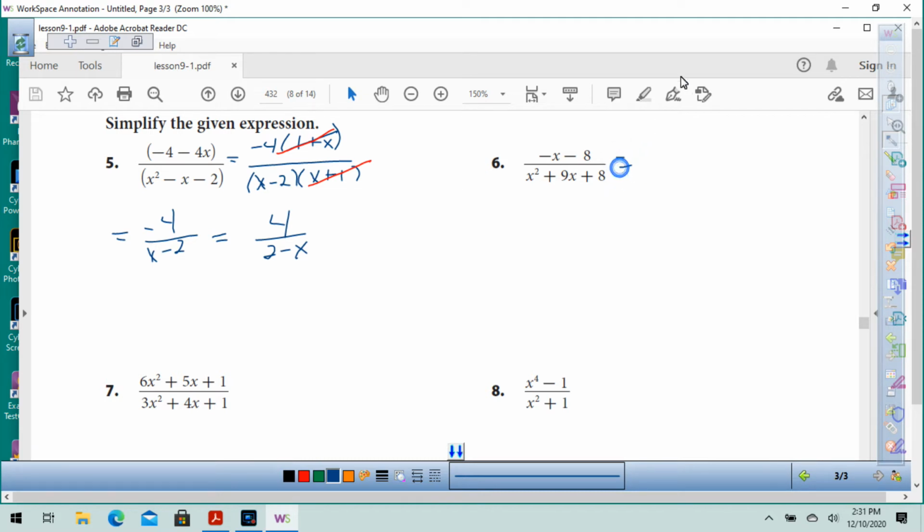Now let's take a look at number 6 here. I think we can take a negative 1 out. We got x plus 8. And then here in the denominator, I got x times x, that gives me x squared. In fact, well, 4 and 4, that would give me 8 and 9. 8 and 1 would give me 9. So I got plus 1 and plus 8. Notice these cancel out. And I am left with negative 1 over x plus 1.